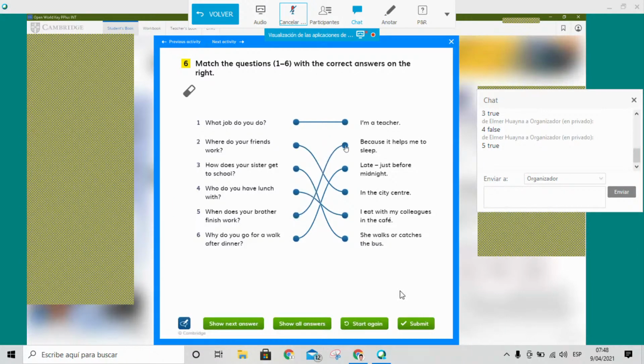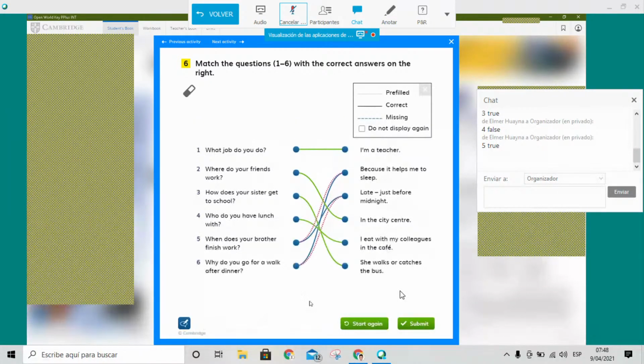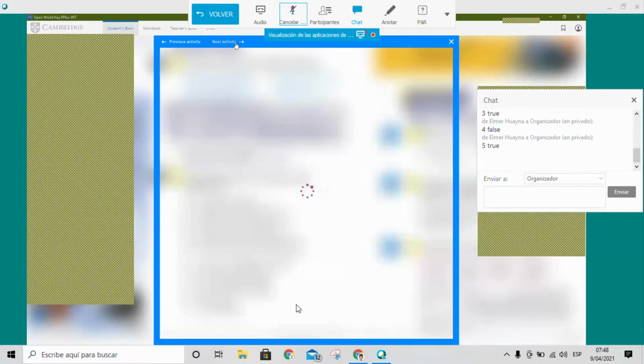And number 5? Well, this is the only option. So let's see. When does your brother finish work? It's late, just before midnight. And the other, why do you go for a walk after dinner? Because it helps me to sleep. Good. Okay, that time is almost over.